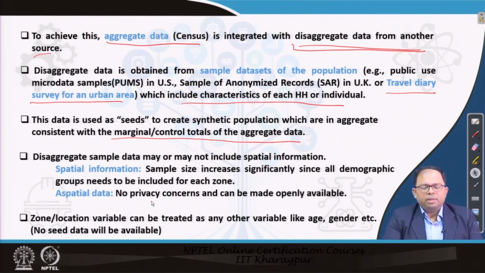The zone location variable can be treated as any other variable like age, gender, etc. That means we just need the control totals for that particular zone. We just need to know how many households or individuals there are in each zone. If we have that from the census data, using that we can create the entire synthetic population data, or these cross tabulations. We can create those cross tabulations even if no seed data is available.